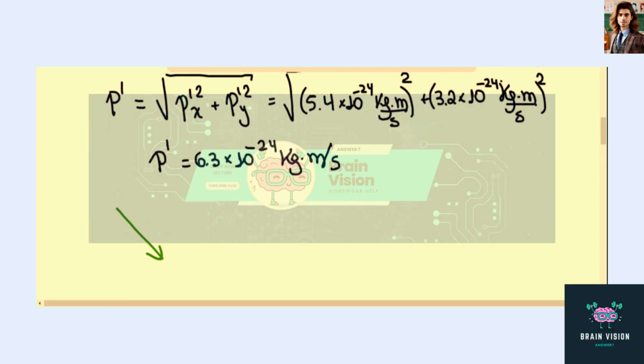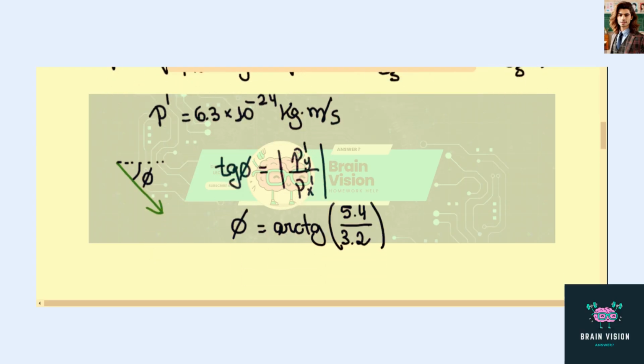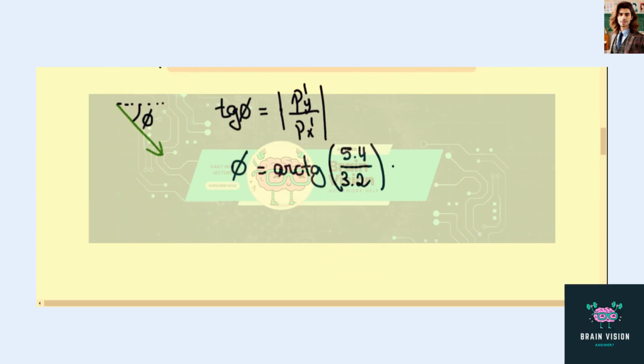Notice that the electron is scattered below the horizontal by an angle theta, such that the tangent of theta is equal to the magnitude of py prime divided by px prime. So theta is the arc tangent of py prime, that's 5.4 times 10 to the minus 24 divided by 3.2 times 10 to the minus 24. So I'm just going to omit the 10 to the minus 24. And phi is equal to 59.4 degrees, which concludes our exercise.